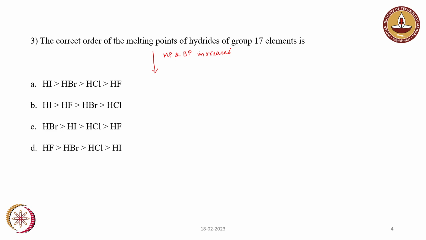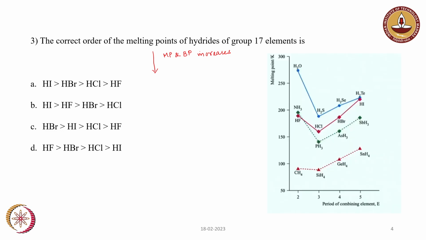But in the group 15, 16 and 17 among the hydrides there is some anomaly, and this trend was already discussed in the lecture. So we can see here that for group 14, the carbon family, the trend is what we expected. That is, when we move down the group, the melting point is increasing for hydrides.